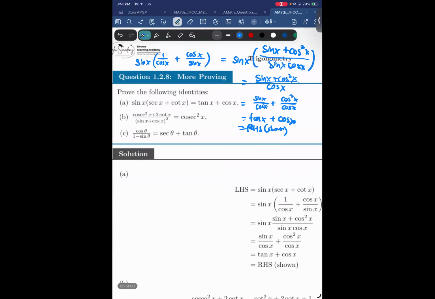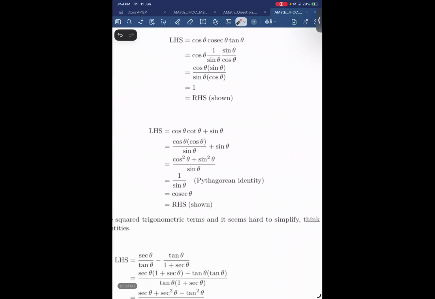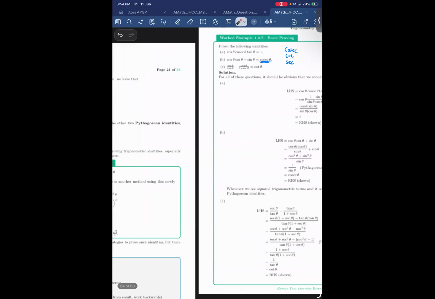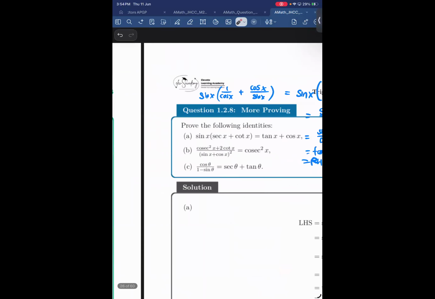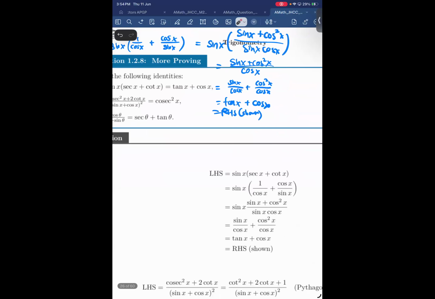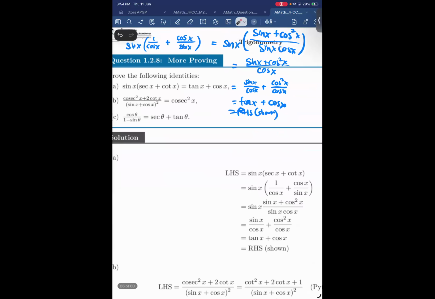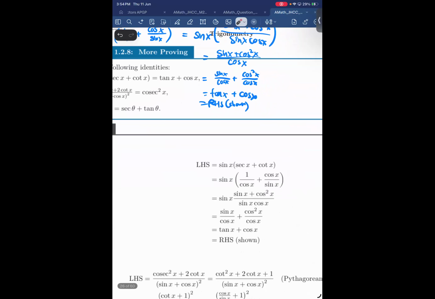So part B, you want to start from the left hand side. The key step is to realize that cosecant square can be written in terms of cotangent square. That's one of the tips I gave earlier: if you can, write all your terms in terms of one trigo function. So in this case, we're going to use cotangent. Cosecant square equals cotangent square plus 1. Look at the formula sheet. So this is our original equation, and we can convert to cotangent square plus 1.